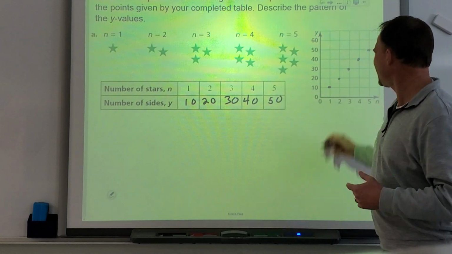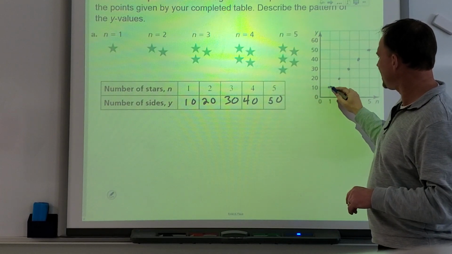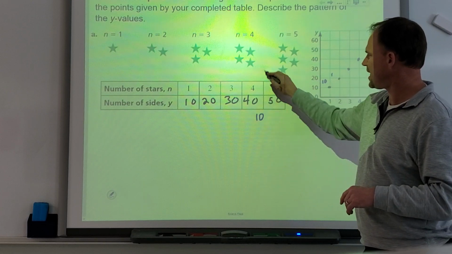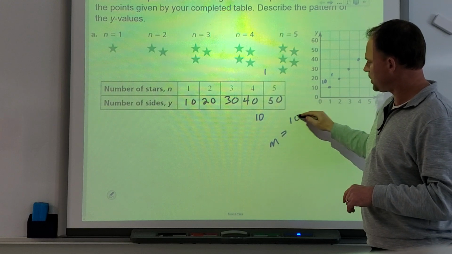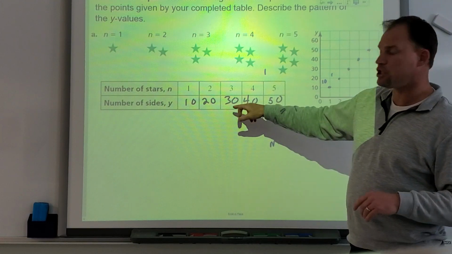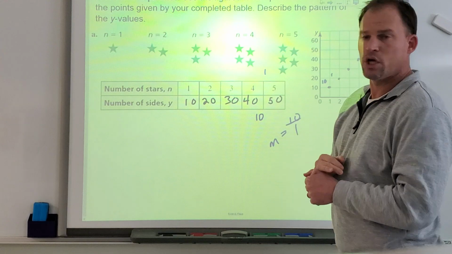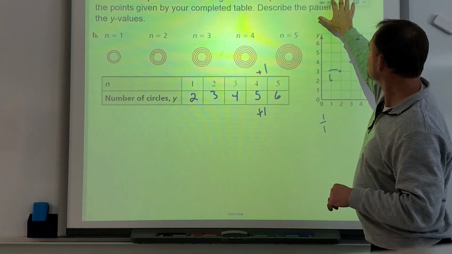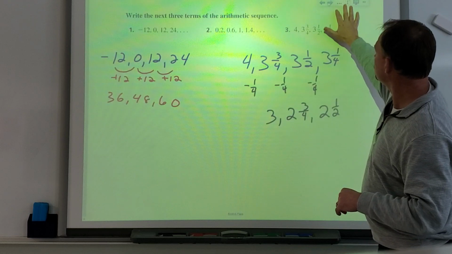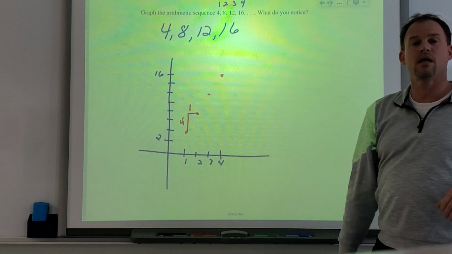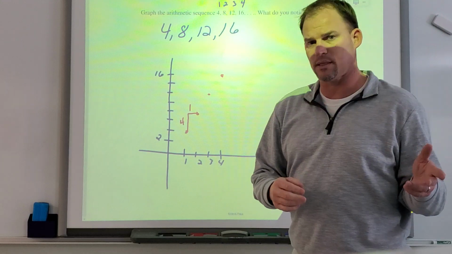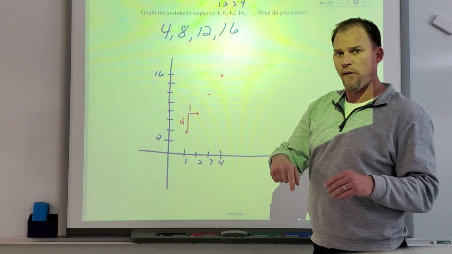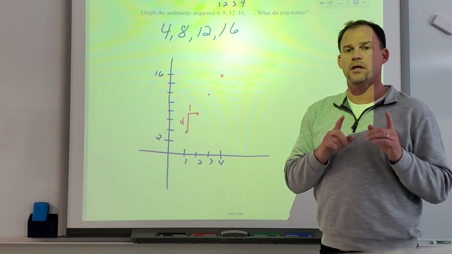This here, again, the graph's not great, but it's going up 10 every time it goes over 1. This is going up 10, this is 1. So the slope is 10 over 1. The change in y over the change in x. So your common difference is your slope. So when I told you to write those observations and those thoughts, those are the 2 big things to take away from arithmetic sequences. Your common difference is your slope, and if it's an arithmetic sequence, they're in a straight line.